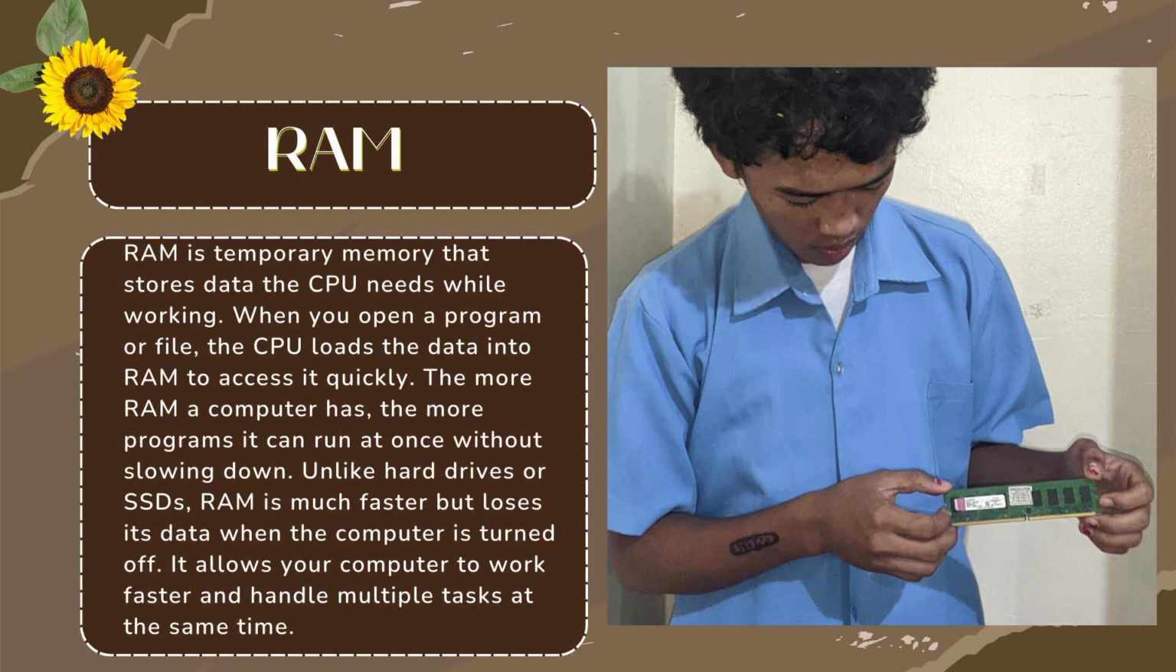RAM. RAM is a temporary memory that stores data the CPU needs while working. When you open a program or file, the CPU loads the data into RAM to access it quickly. The more RAM the computer has, the more programs it can run at once without slowing down. Unlike hard drives or SSDs, RAM is much faster but loses its data when the computer is turned off. It allows your computer to work faster and handle multiple tasks at the same time.